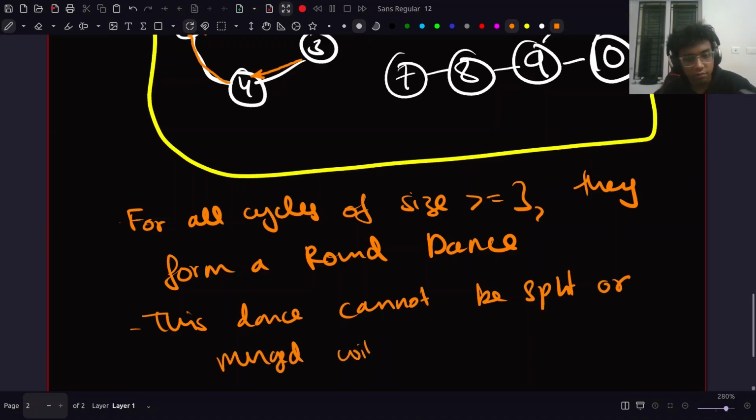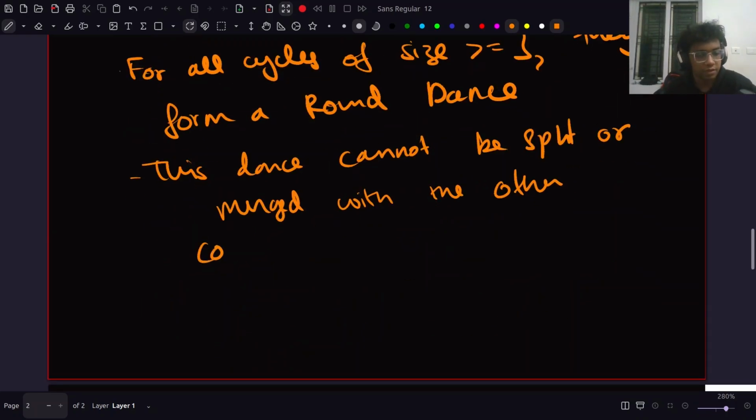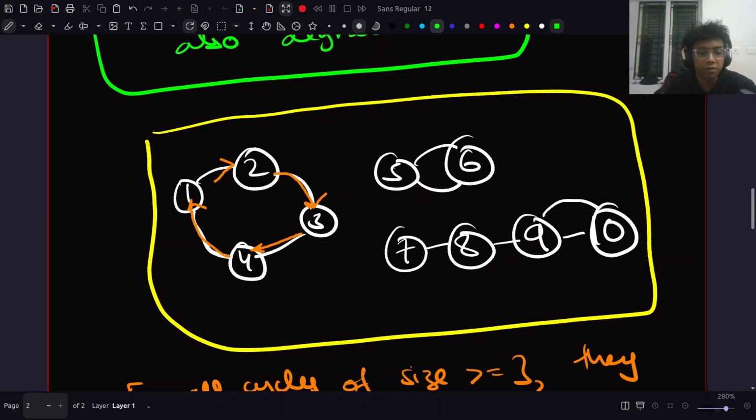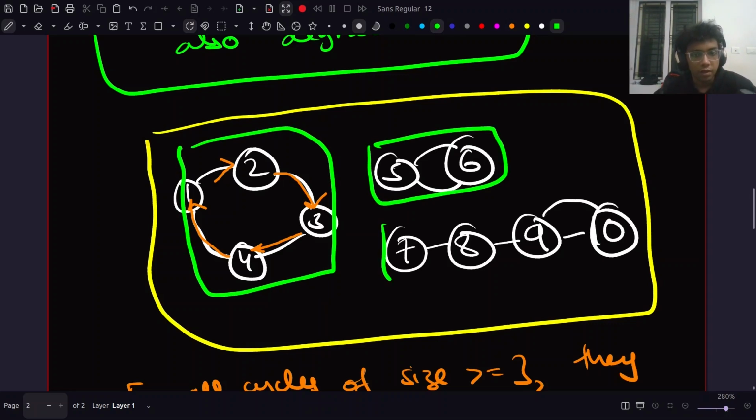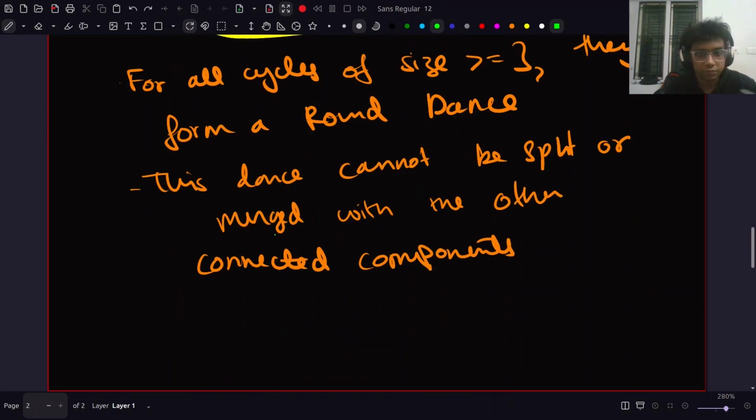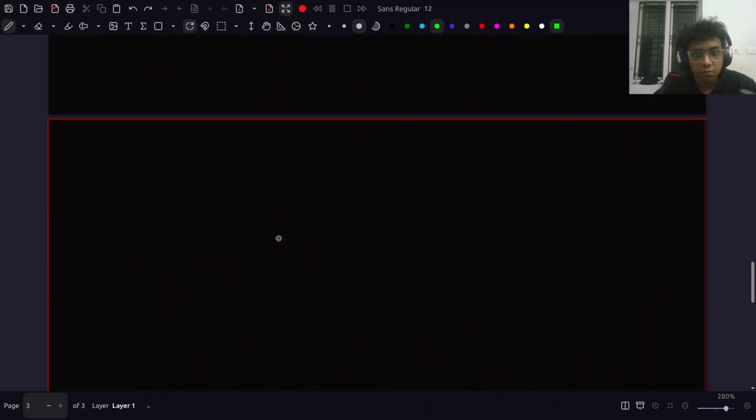with the other connected components. I hope you know by this point, when you're solving 1600 problems, what a connected component of a graph is. Basically, connected components are the nodes which are reachable from a particular node. So for example, this would be one connected component, this would be another one, and this would be another one. We cannot merge this with any of the other connected components, and this is the first observation that we made. All right, moving on.